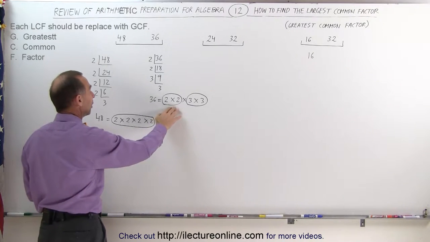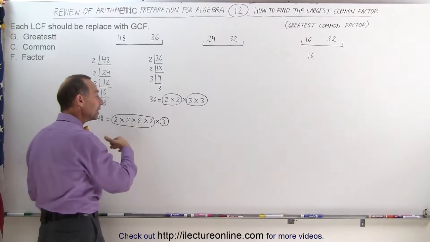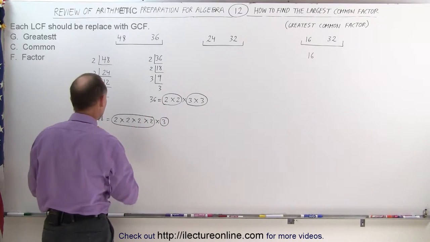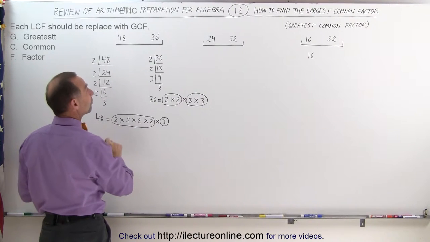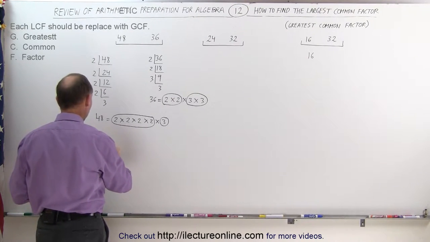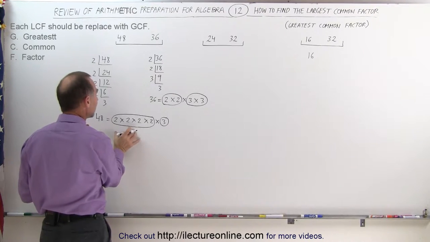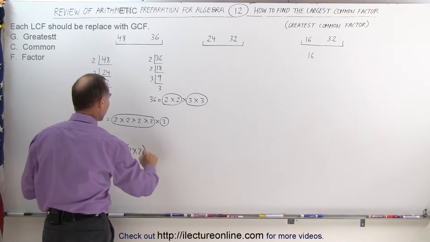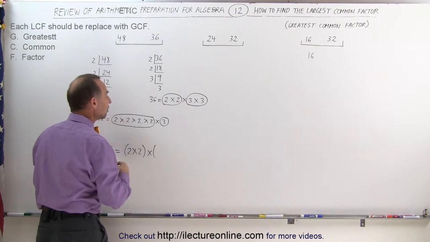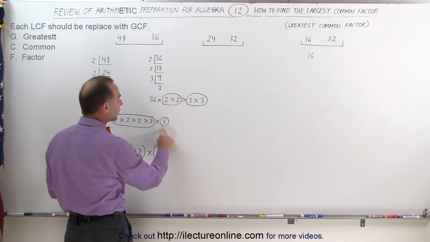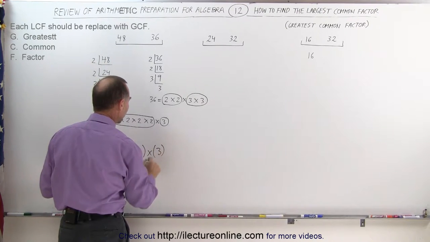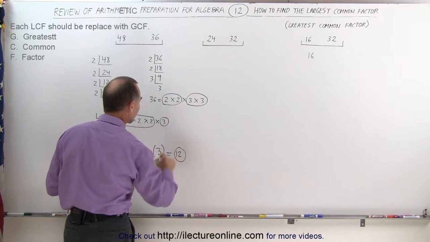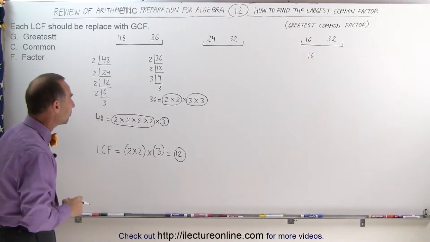Well, this one has 2 2s, this one has 4 of them, but you can only grab the smallest number of them. Here we have 2, so they have 2 that are common to one another, which means the greatest common factor, or the largest common factor, will be the smallest of the two numbers of 2s, which is 2 times 2, and multiply that times the smallest of the number of 3s that you have. Here you have 2 of them, but here you only have 1. That means you can only grab 1 of them. If you multiply this together, 2 times 2 is 4, times 3 is 12. 12 becomes the largest common factor or the greatest common factor.